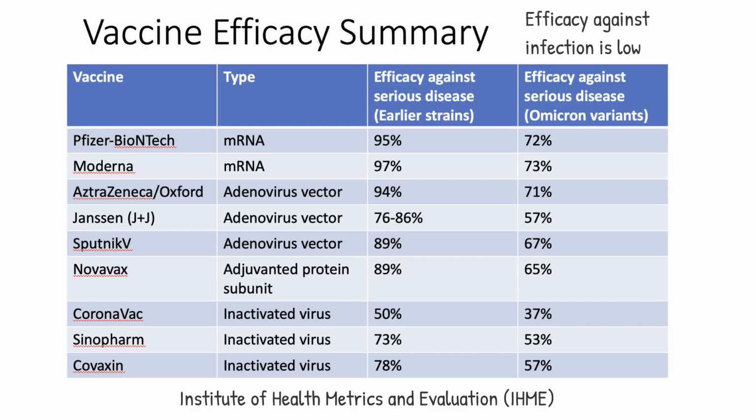For earlier SARS-CoV-2 strains, the inactivated whole virus demonstrated somewhat lower efficacy in the mid-70% range, with the Chinese CoronaVac having the lowest efficacy of 50%. Protection against the Omicron variants is 37 to 57%. Overall, with the exception of the killed whole virus vaccines, the other vaccines offer reasonable protection against serious disease for all SARS-CoV-2 variants, including Omicron.